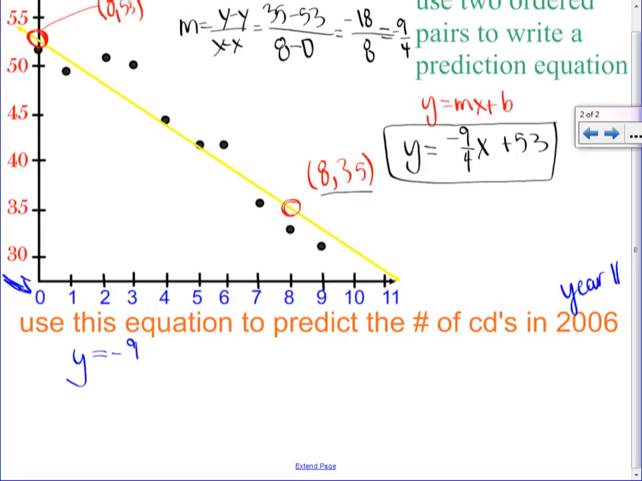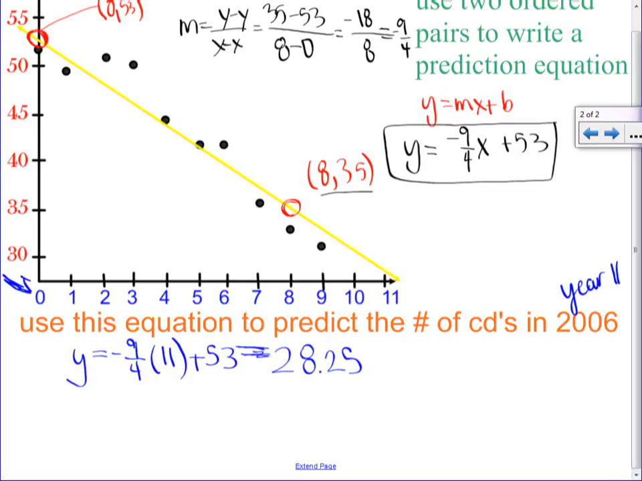We have y equals negative 9/4, we put 11 years in there, plus 53. Somebody tell me what that is. $28 1/4. Okay, so that's the predicted number of CD sales for that year. Questions?